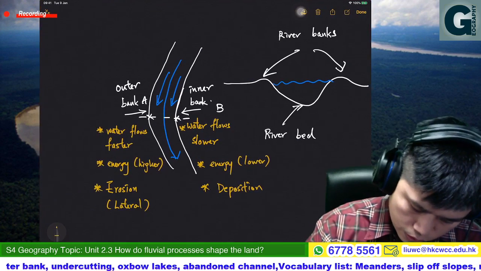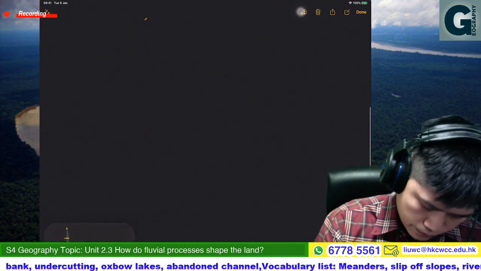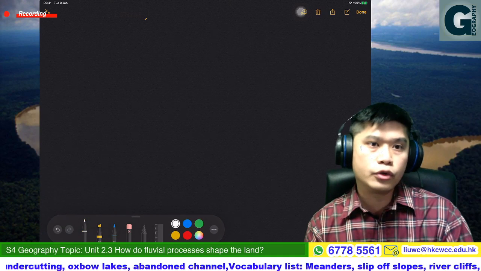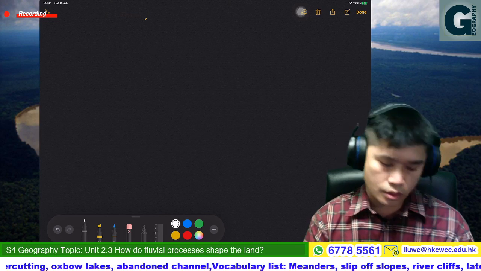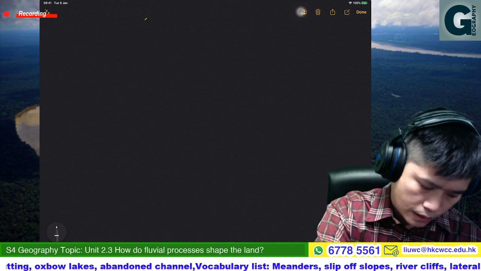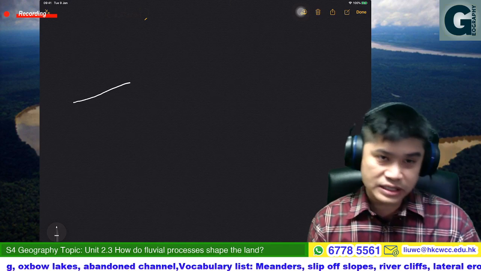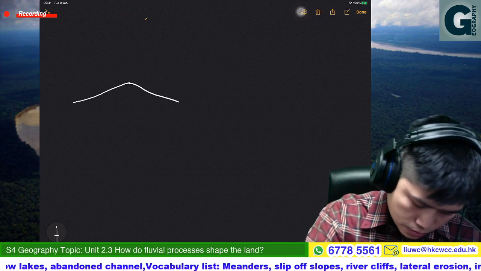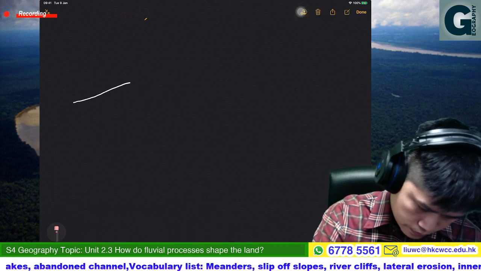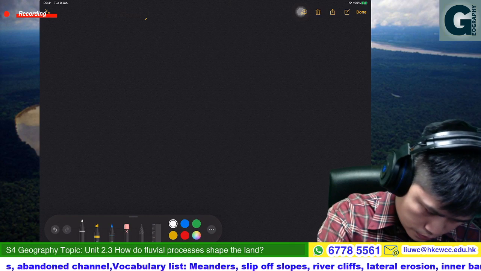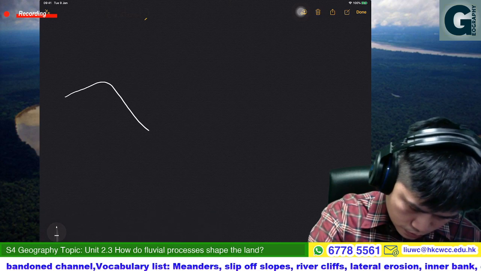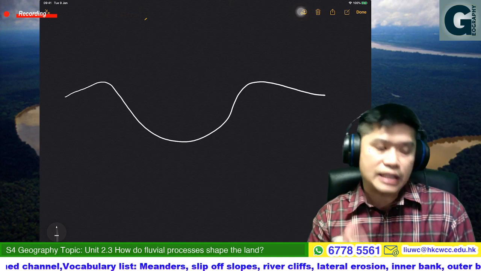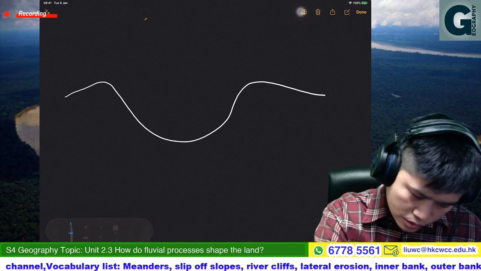Okay, so here let's draw a normal cross section of the river first. Imagine that it is symmetric, like this. That is a normal cross section of a river.